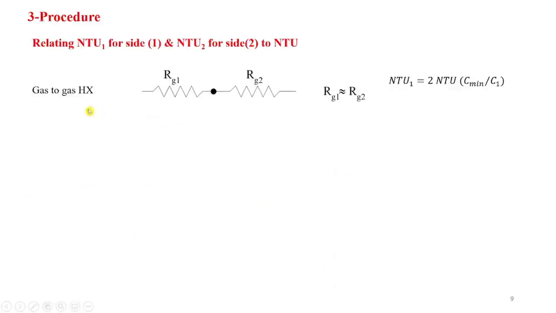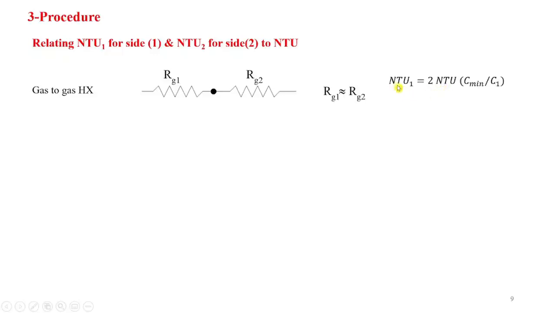We are considering a gas-to-gas heat exchanger, for example, and we would like to relate NTU1 and NTU2 to NTU for the whole heat exchanger. So if we consider two gases in series, one of them the resistance is Rg1 and the other one is Rg2, and we are assuming they are of the same order since they are both gases, you can actually relate the number of transfer unit for this gas by using the NTU for the whole heat exchanger.